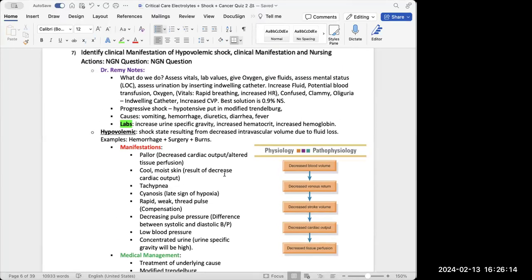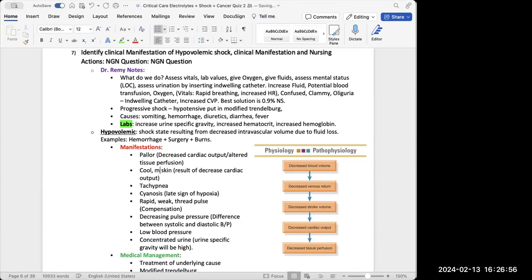So we already know the things that we need to do, right? Look at vitals, look at labs. But in this case, since they're in shock and the problem is that they're having lack of perfusion, which means they're also having a lack of oxygen, we're going to want to add oxygen to the list, as well as giving fluids, assessing mental status changes, assessing urination, making sure if it's a blood loss, we give a blood transfusion and things like that. And the lab values are going to increase, just like in fluid volume deficit. We're going to have an increased urine specific gravity, increased hematocrit, increased hemoglobin. I just wanted to point all that out.